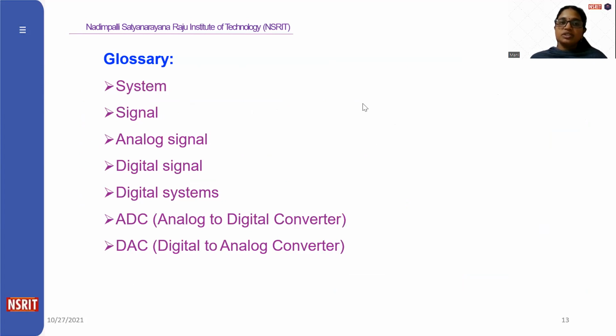From this presentation, we know what is meant by a system, what is meant by a signal, what is an analog signal, what is a digital signal, what is a digital system, what is an analog to digital converter, and what is a digital to analog converter. These are the new things to you. From this presentation, you learn all these things.